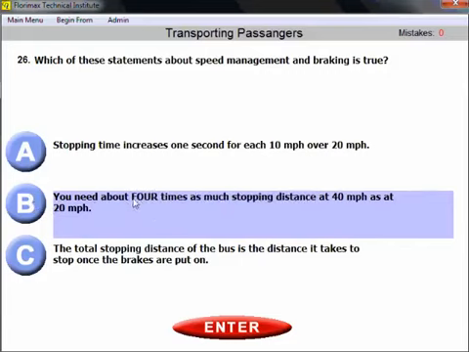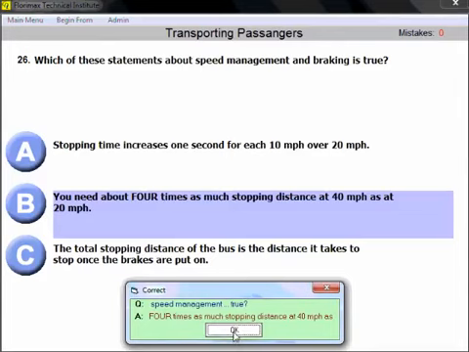Let me emphasize that we put the 4 here for you to pay attention and to memorize, but in the real test the 4 would be written in normal lowercase letter. So just remember, 40 miles per hour requires 4 times as much stopping distance as you need for 20 miles per hour. All right.